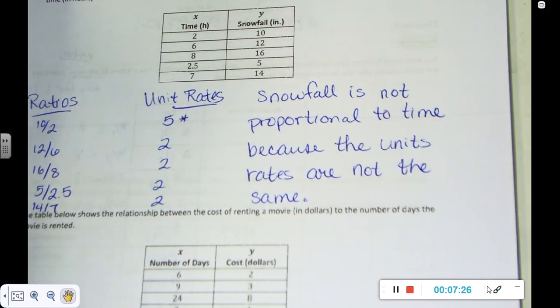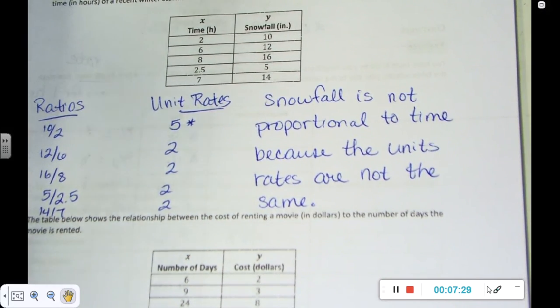So it's a pretty straightforward concept. If our unit rates are all the same, it's proportional. If our unit rates are not the same, it's not proportional. You are going to be answering questions 2, 3, and 4 in one of your stations. And you're going to follow that same concept, having your ratios and your unit rates written down to justify it, and then you're going to be answering your question in a complete sentence. All right, so that is it for this video.